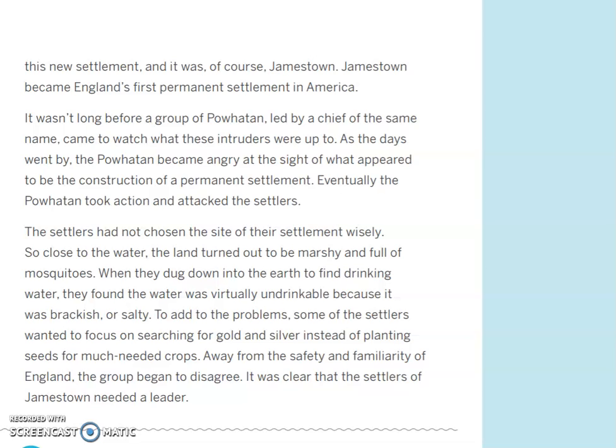The settlers had not chosen the site of their settlement wisely. So close to the water, the land turned out to be marshy and full of mosquitoes. When they dug down into the earth to find drinking water, they found it was virtually undrinkable because it was brackish, or salty. To add to their problems, some of the settlers wanted to focus on searching for gold and silver instead of planting seeds for much needed crops for their food. Away from the safety and the familiarity of England, the group began to disagree. It was clear that the settlers of Jamestown needed a leader.